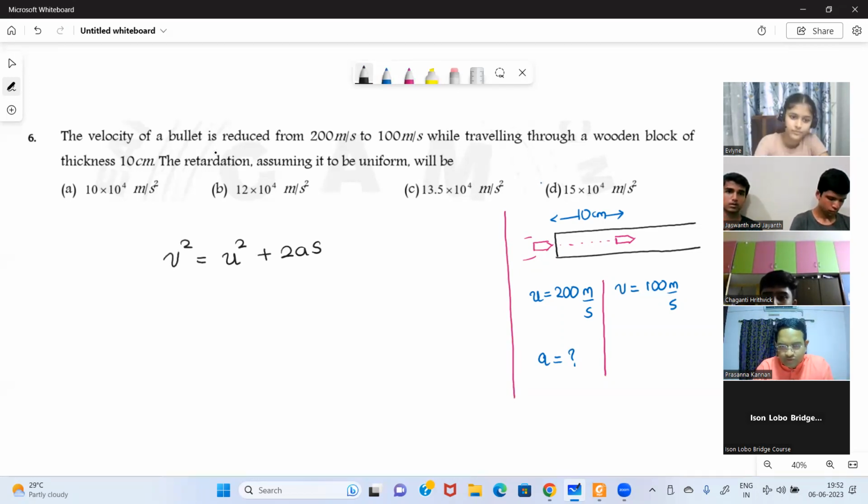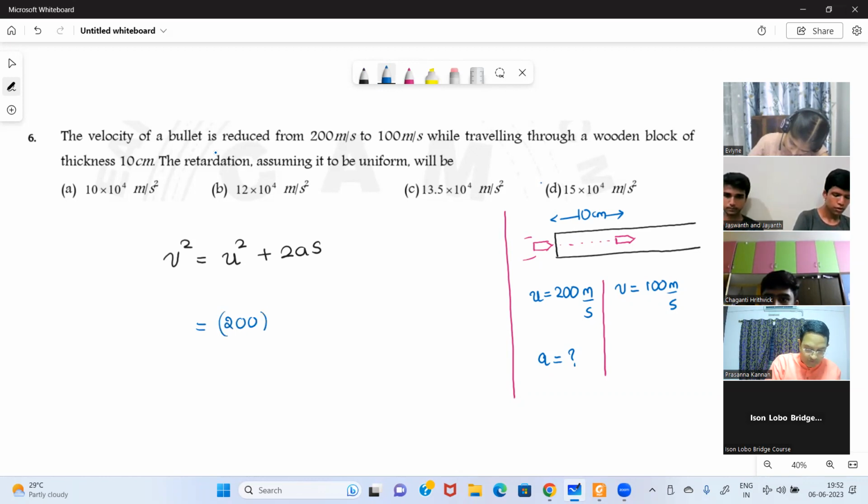V square is equal to u square plus 2as. What is the initial velocity? Initial velocity is 200, right? Very good, students. So in place of u, I substitute 200. And final velocity is 100, so in place of v, I substitute 100.